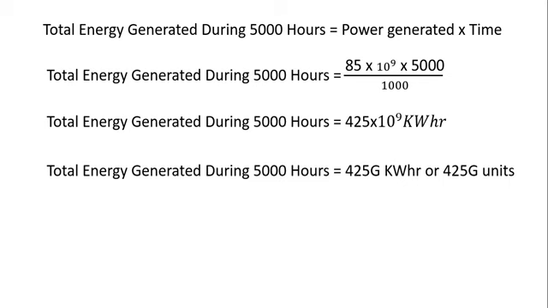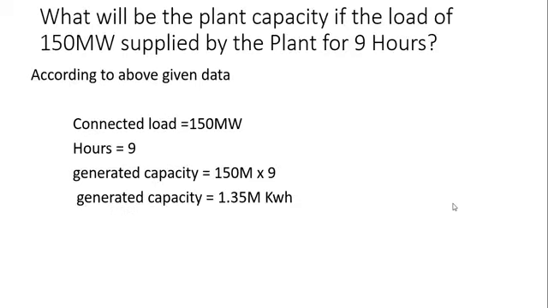So I have divided by 1000, and in this form I got 425 into 10 raised to the power 9 kilowatt hour, because this 1000 is cancelled by these 3 zeros, and at the end we have got 425 giga units. We may say that it's units, or you may say kilowatt hour. We have produced 425 giga units during 5000 hours. Now next I will solve the second part of the question.